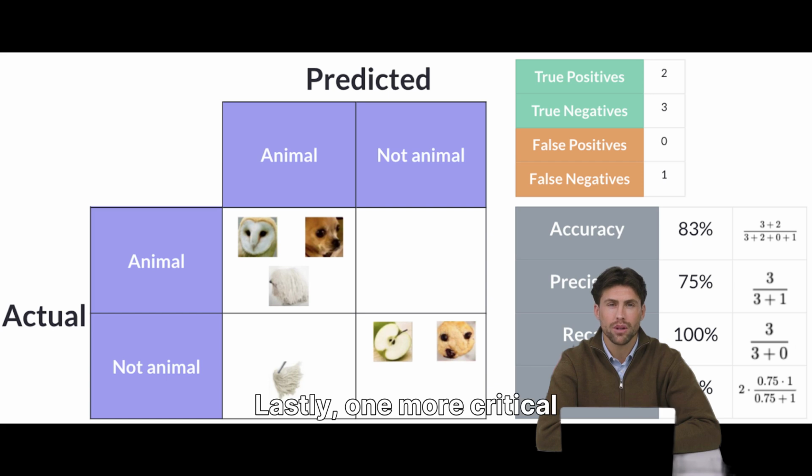Lastly, one more critical point to consider: the trade-off between precision and recall. Increasing one often decreases the other, which is why understanding your specific application's requirements is crucial when evaluating model performance.